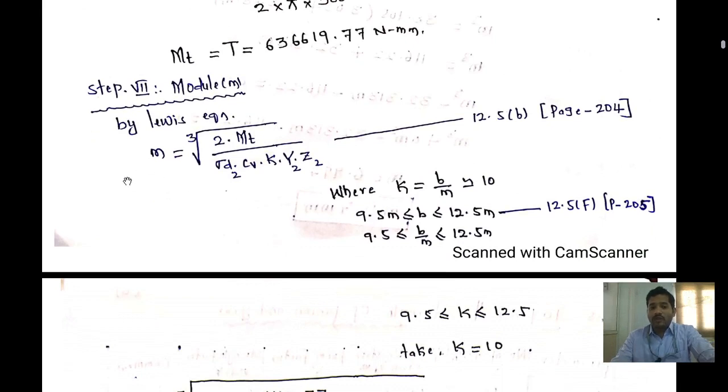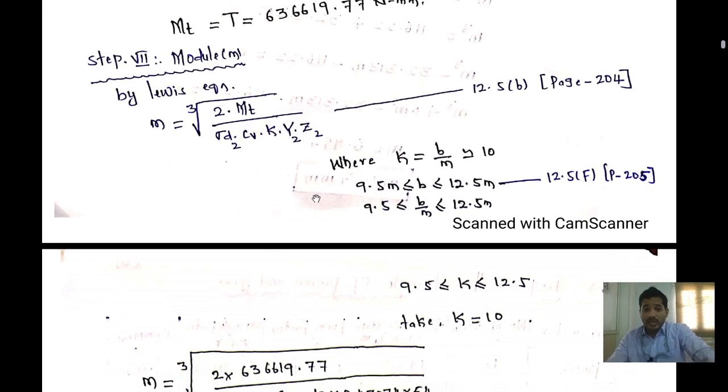If you want to find out the value of module, we have the formula: m is equal to cube root of 2 into moment of torque by the static strength of the gear into CV velocity factor into load factor into form factor into number of teeth of the gear. First of all, we need to find out the value of load factor. So K is equal to B by M, lesser than or equal to 10. We know very well, we already solved this in the previous problem also. The same concept we need to follow over here.